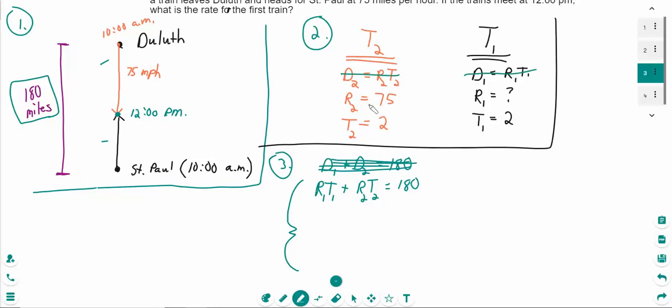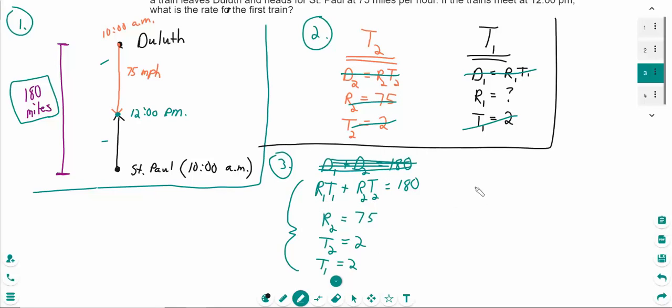Let's look through our information now. What else do we have? R2 is equal to 75. That's good information. T sub 2 is equal to 2. So that's good information. We're up to 3 equations. R sub 1 doesn't help us at all because we don't know anything about it. But T sub 1 is helpful. T sub 1 is also equal to 2. So we can write that as well. And thankfully, that gives us what we need. That gives us 4 equations and 4 unknowns.